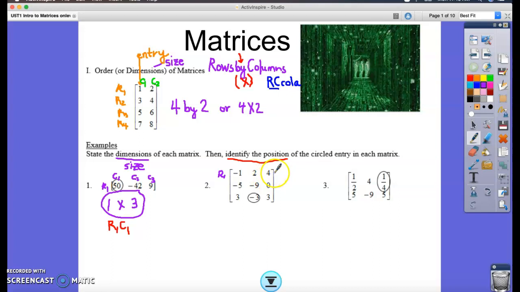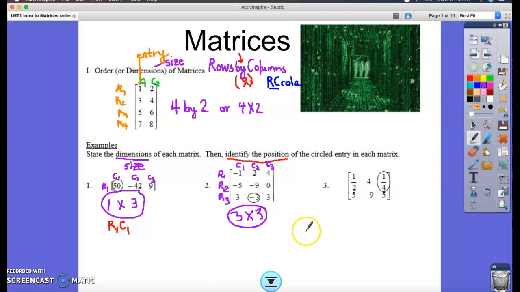So I have 1 row. That's these 3 entries. Row 2 are these 3 entries. And row 3 are these 3 entries. Here is column 1. Column 2. And column 3 has the entries for 0 and 3. So this is a 3 by 3. What do you think makes a square matrix? When your rows match your columns.